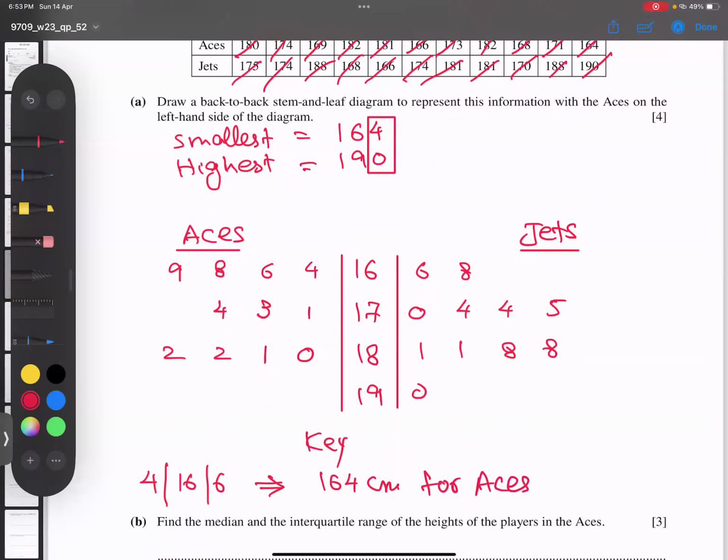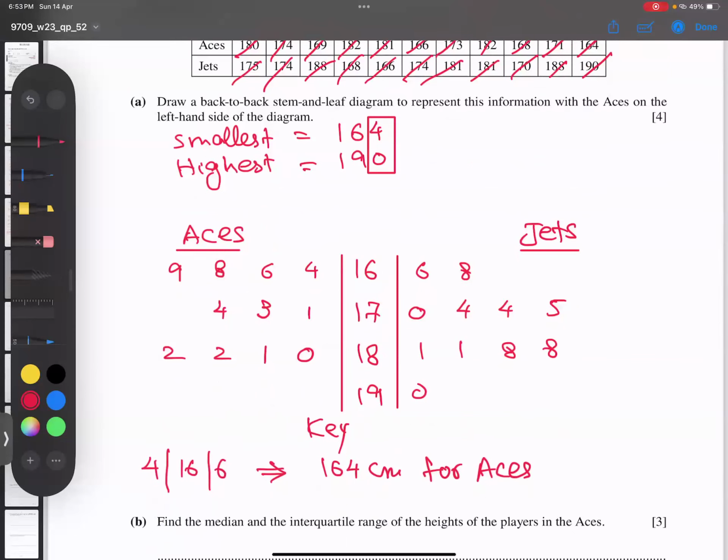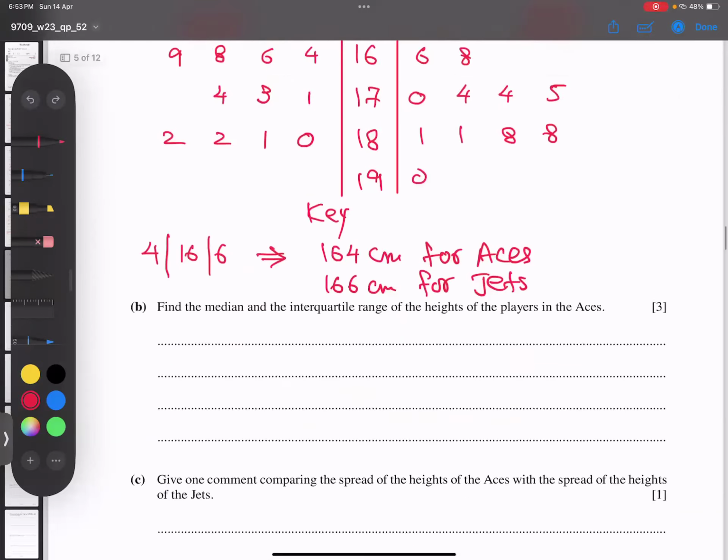And 1 minute, let me drag slightly up. And 166 centimeters for jets. This is a way of writing the key. Okay, I didn't take any other. No, you can take even this one, no problem at all. So 4 marks confirmed. Alhamdulillah Rabbil Alameen. Now let's go for the next.